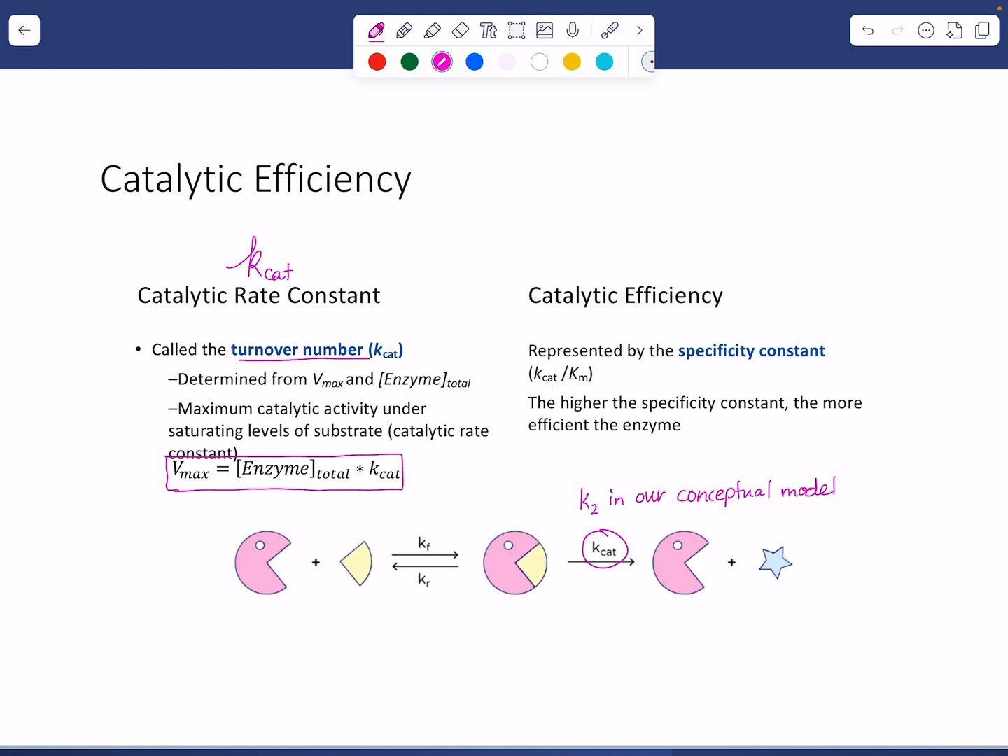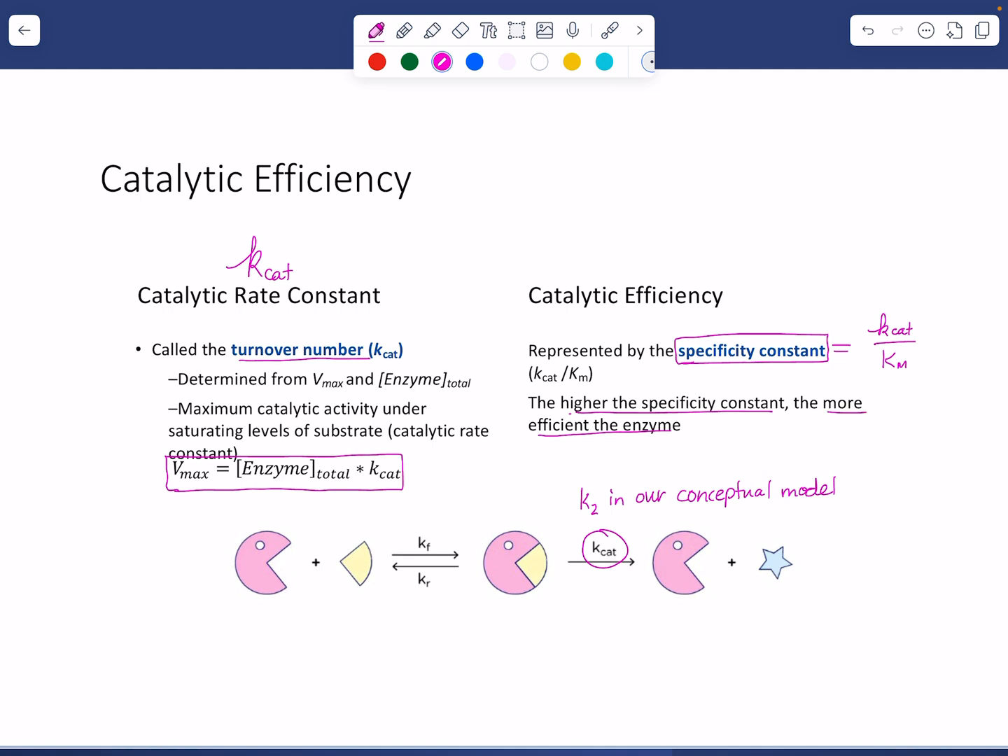And so the other thing that we use is something called the turnover number, how good you are at making product. But we also have this thing called the specificity constant. That's another measure that we use to compare enzymes. The specificity constant is equal to kcat over Km. So let's just talk about this. The higher the specificity constant, the more efficient your enzyme is going to be.